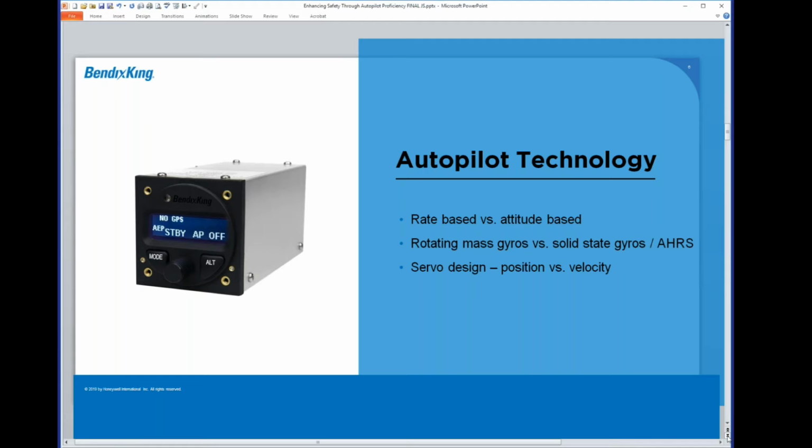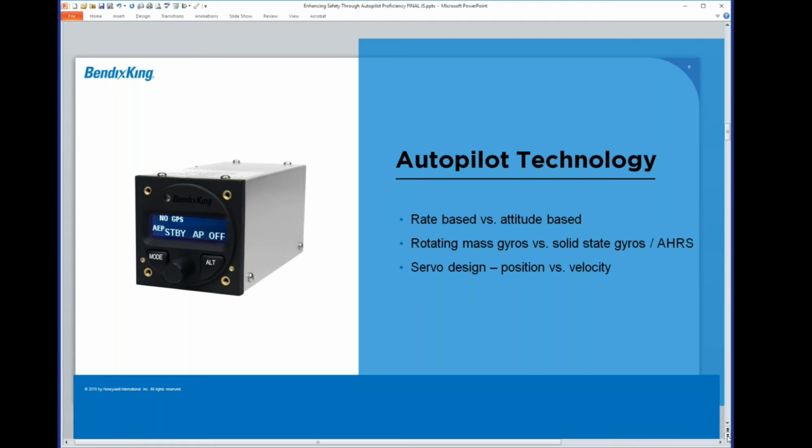So the first is the concept of rate-based versus attitude-based. Now, when we think about rate-based, think about a turn coordinator. A turn coordinator is a rate of change instrument, and there are a number of autopilots on the market that follow that concept, where you're looking for change. You're not looking for an absolute. An attitude-based autopilot would be based in the same way as an attitude indicator, where you are directly measuring, through a gyroscope or through a solid state sensor, what your pitch position is and what your roll position is. So you're actually seeing that directly versus inferring it through rate.